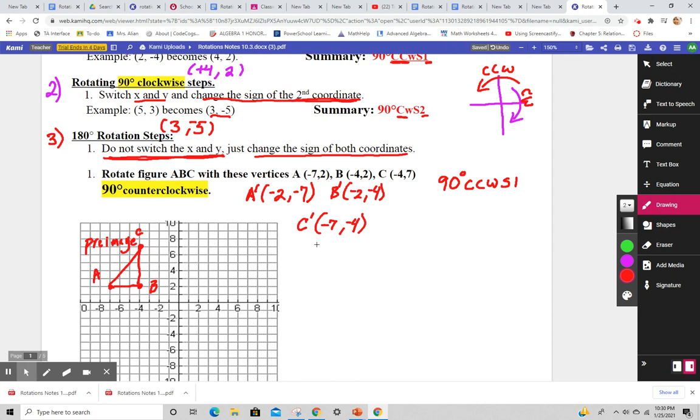Okay, now we'll plot the image. A prime is located at -2 down 7. This is A prime. B prime is located at -2 down 4. And C prime is located at -7 down 4. Now we'll just connect. And that's it. Okay, so we rotated it 90 degrees counterclockwise.